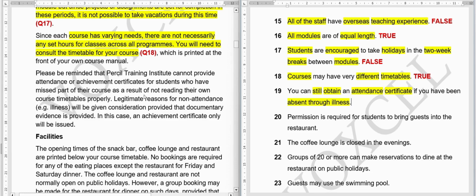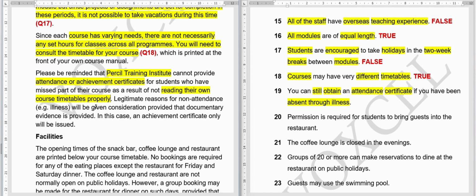Please be reminded that Percil Training Institute cannot provide attendance or achievement certificates for students who have missed part of their course as a result of not reading their own course timetables properly. So they are saying that we are not able to provide attendance or achievement certificates. But for what case? When you are not able to complete your courses because you were not able to read your own timetable properly.